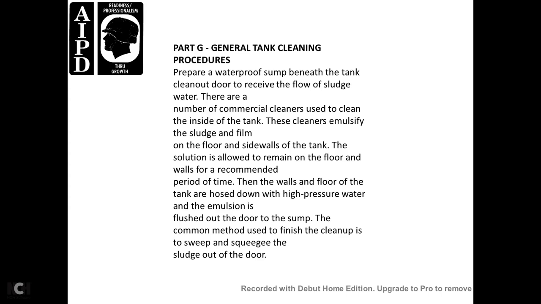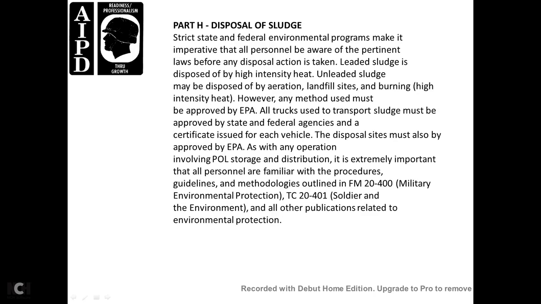Part G, general tank cleaning procedure. Before pumping water beneath the tank, clean out the door to receive the flow of sludge. There are a number of commercial cleaners used to clean the inside of the tank. The cleaners emulsify the sludge and film on the floor and sidewall of the tank. The solution is allowed to remain on the floor and walls for a recommended period of time. The walls and floor of the tank are then hosed down with high pressure water, and the emulsion is flushed out of the door of the sump. The common method used to finish the cleaning is to sweep and squeegee the sludge out of the door.